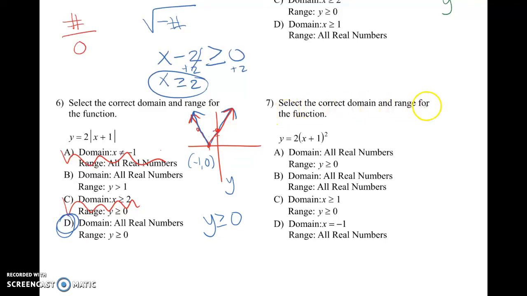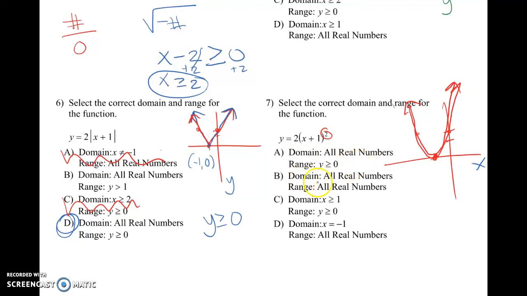Number 7 is very similar to number 6. The only difference is it's not an absolute value function, it's actually a quadratic function, right? It's squares, that tells me it's a quadratic. So if I were to graph this, I should have a U-like figure. So let's look at our x. X can go all the way out to negative infinity and all the way out to positive infinity.